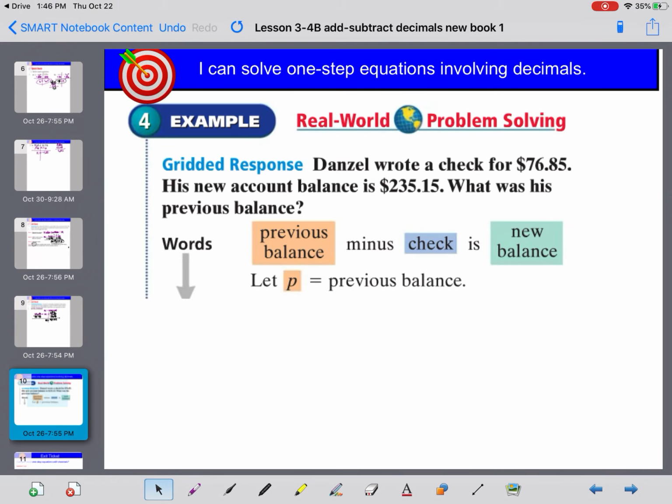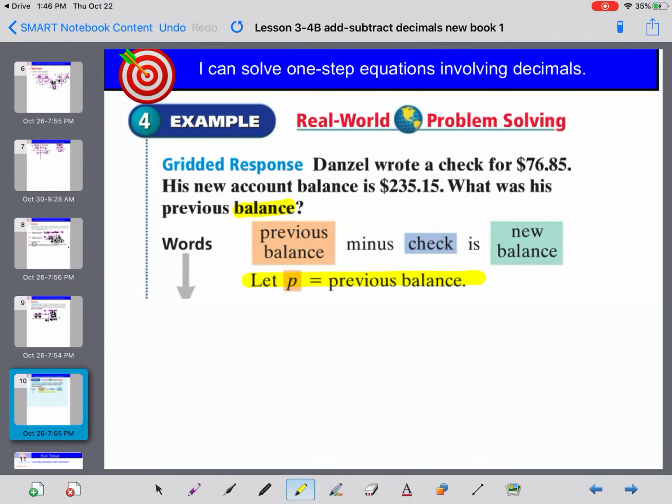Denzel wrote a check for $76.85. His new account balance is $235.15. What was his previous balance? Let P be the previous balance. Okay, let's read it one more time. Denzel wrote a check for $76.85. His new account balance is $235.15. What was his previous balance?